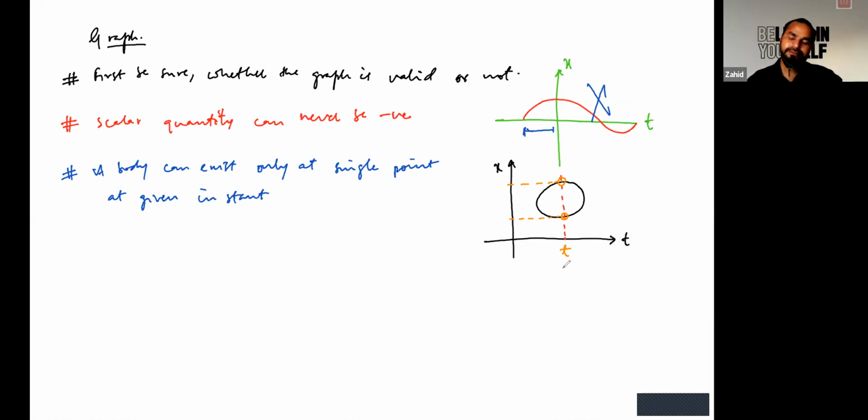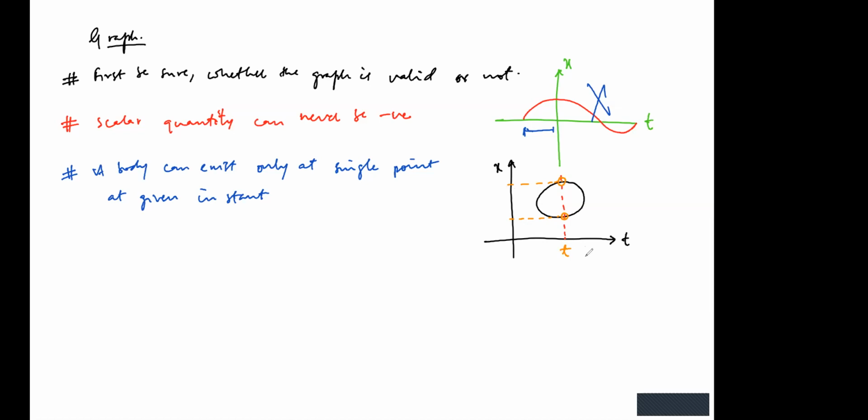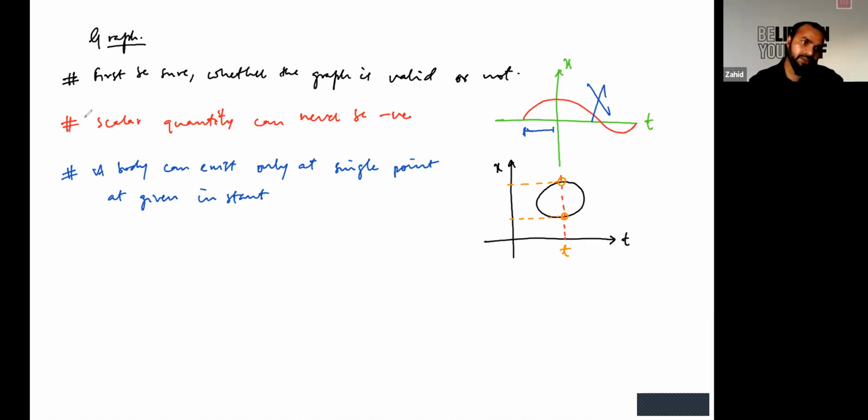Hamza? Whether a particle can exist at two different positions at the same instant of time? No, sir. No, it can't be possible. So these are the basic three tips regarding any curve, whether the curve would exist or not. So just try first to check whether the curve related to the given quantity is possible or not. Then later on, we'll define the slope and area related to that particular curve.